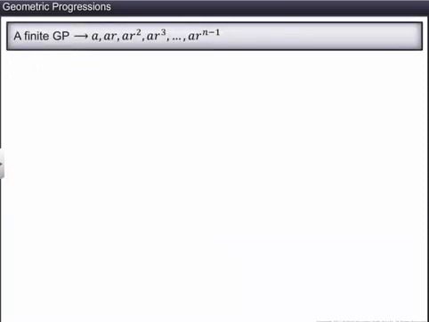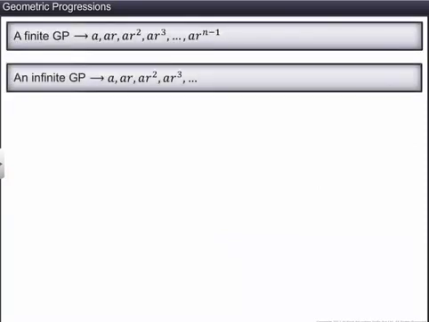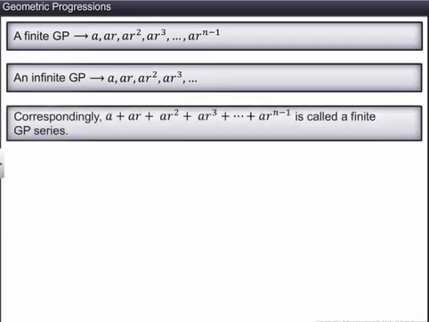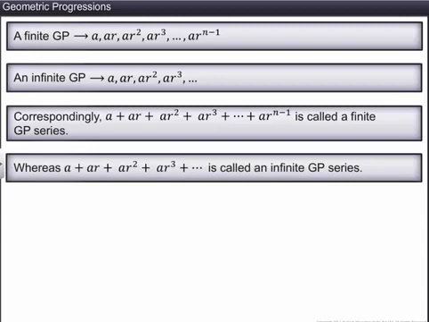Consider a GP with n terms, having the first term as a and the common ratio r. The sum of these n terms of a finite GP is a finite GP series. Let's denote this GP series by Sn. While finding the value of Sn, two cases arise. The first case is when r is equal to 1.